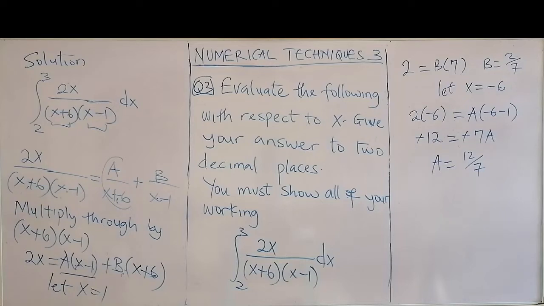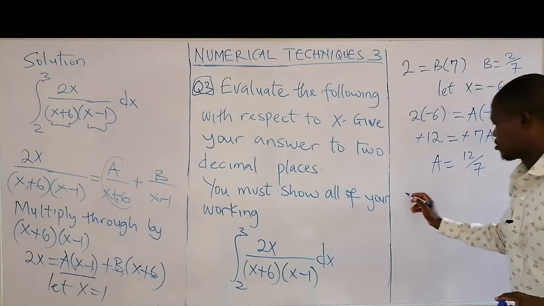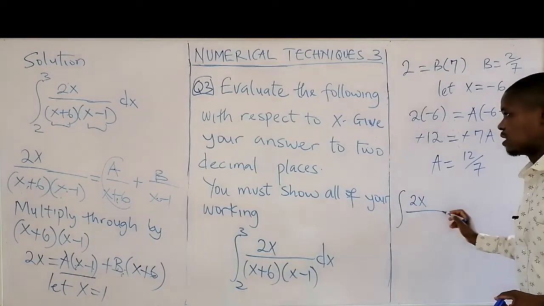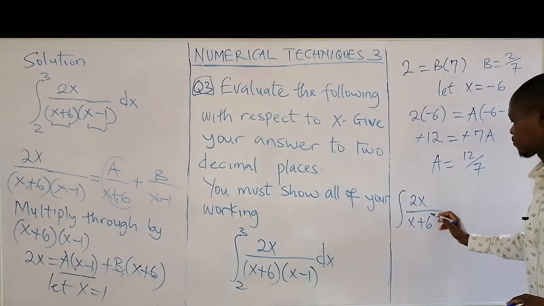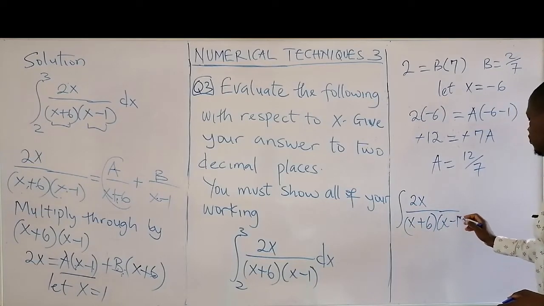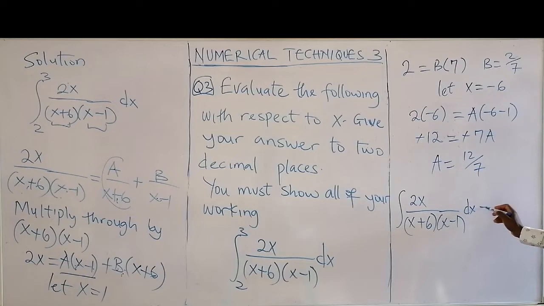Then that takes us back to the question. The integral of 2x over (x plus 6)(x minus 1) dx is equal to the integral of, with A being 12 over 7, 12 over 7 over (x plus 6), plus B, which is 2 over 7 over (x minus 1). Close your bracket and put your dx there.